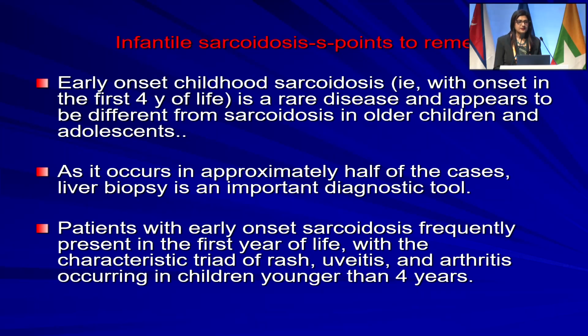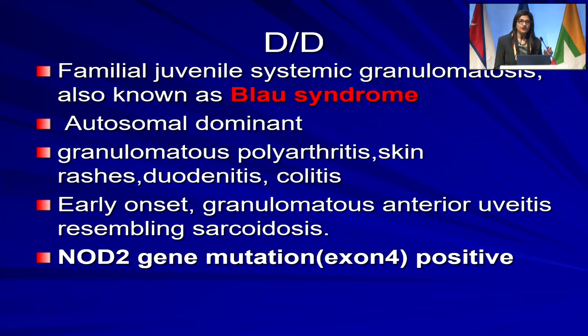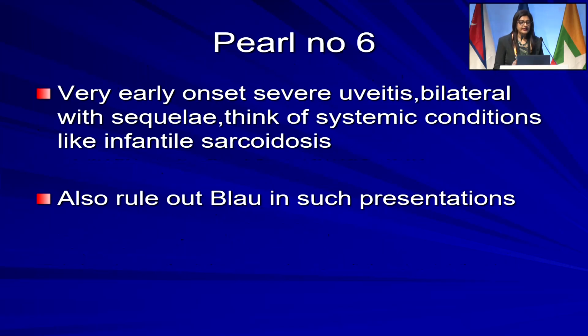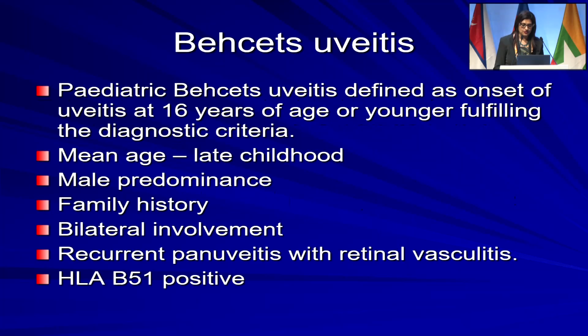So, infantile sarcoidosis, the points to remember: it is an early onset disease. It can occur in approximately half of the cases. You will need a liver biopsy, and it presents in the first year of life with a characteristic triad of uveitis, rash, and arthritis. Keep this in mind if a very early onset uveitis comes to your clinic. The differential diagnosis is a condition called Blau syndrome, which is juvenile systemic granulomatosis, which is familial, and you have NOD2 mutation positivity. So for very early onset severe uveitis with sequelae, think of infantile sarcoid or Blau syndrome.